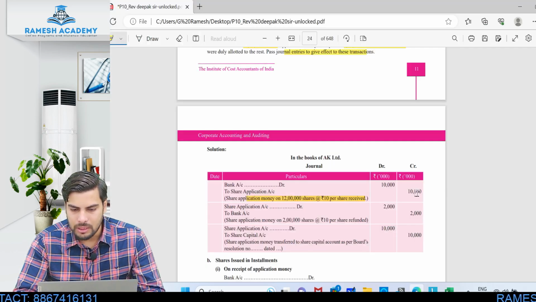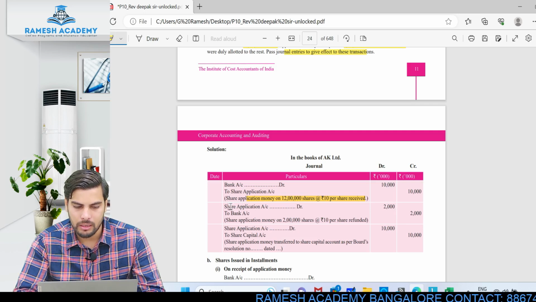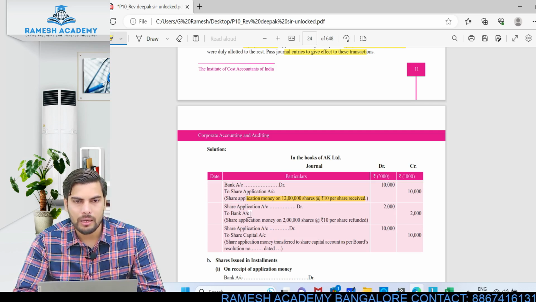See, I'm receiving 10 lakh, I'm transferring 10 lakh, then what's the logic of this particular 20 lakh? Are you guys getting my point? Here I received excess, this figure is wrong. Although the entry is correct, this should not be 10,000, this should actually be 20,000 over here. And this should be 2,000, this is correct. So share application to bank account, this would be the entry for refund of the excess application.